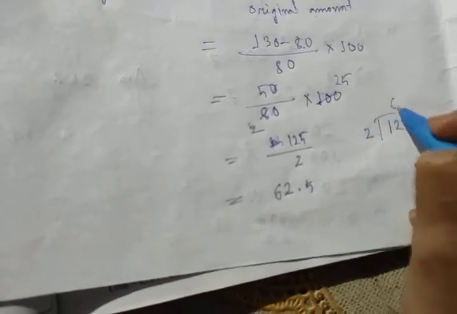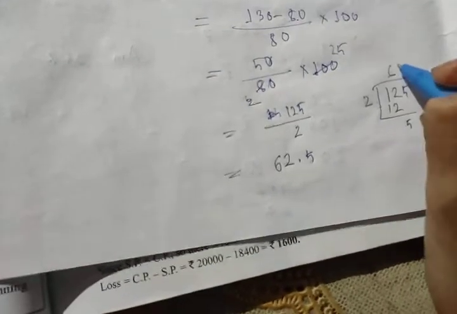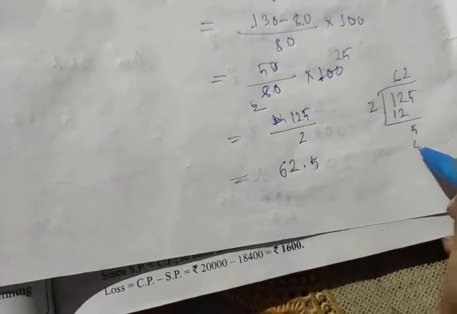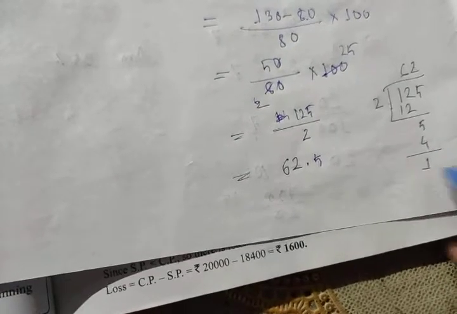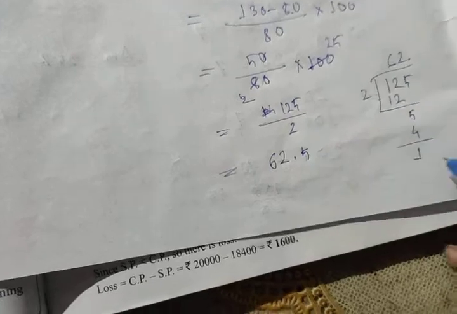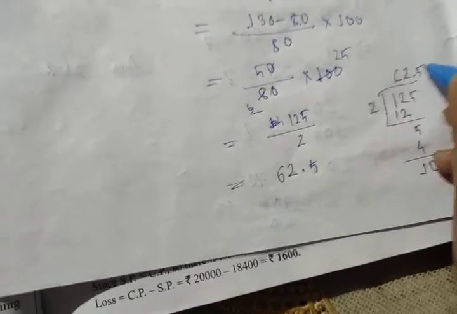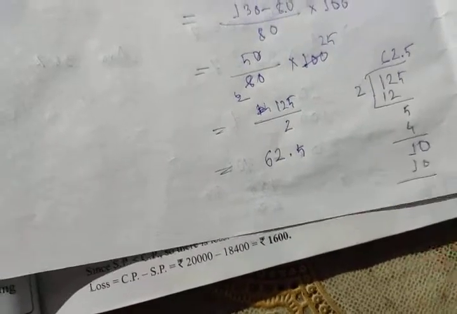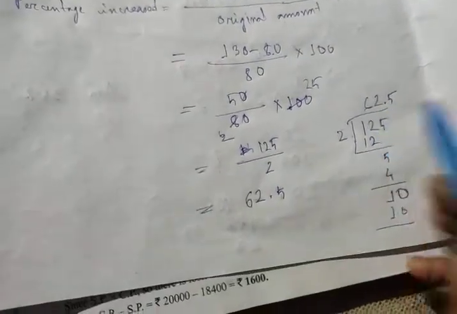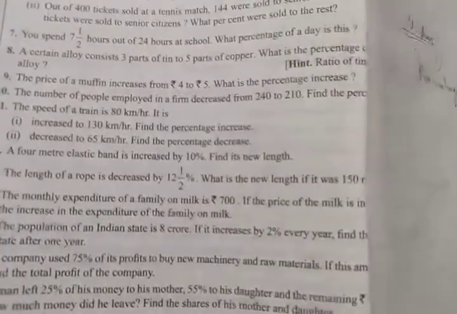125 by 2. 2 6s are 12. 5 will come. 2 2s are 4. 5 minus 4, 1. Since we can't divide 1 by 2, we'll place a decimal here. That's why 10 will come. Now 2 5s are 10. So the answer we are getting is 62.5. That means 62.5%. The percentage increase is 62.5%. I think this is clear for everyone.